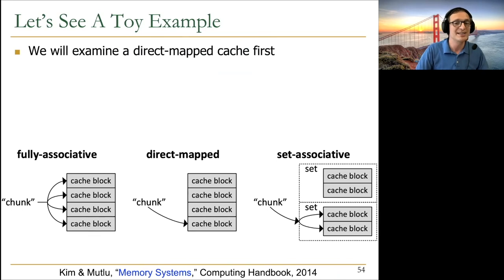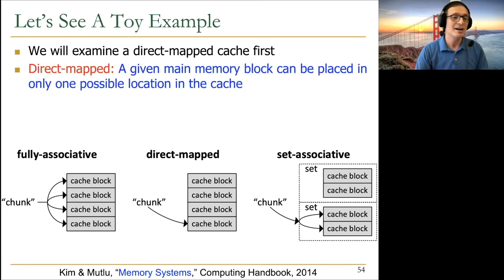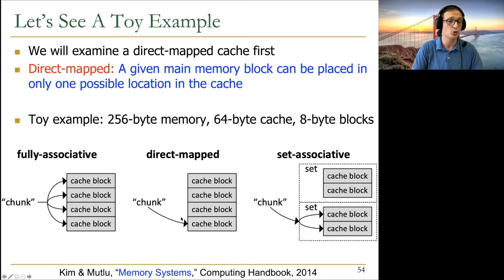So we'll examine a direct map cache first, as I said, and then over time we're going to build into fully associative and set associative. A direct map cache means a given main memory block can be placed in only one possible location in the cache, just like I showed you earlier. Now we're going to look at a toy example that could fit in one slide.